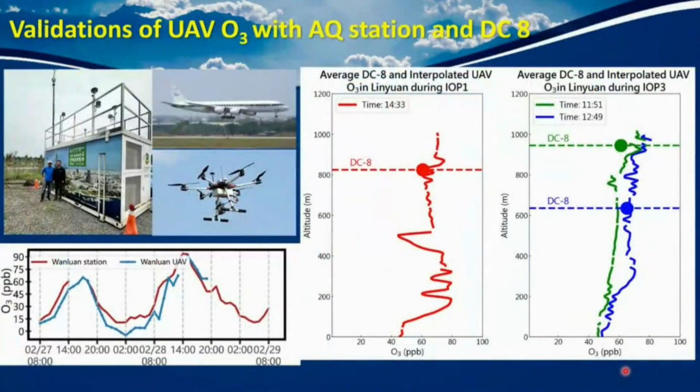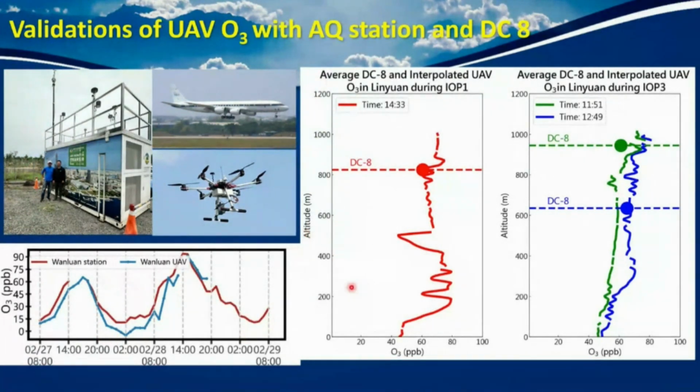So this is for wind, but for ozone, we do a two-step validation. One step is we fly to a height with the surface air quality station. We compare the ozone concentration at the particular height, and we see the variation over a two-day validation. The air quality station is shown in red, and the blue line shows the UAV-measured ozone concentration. They show a very consistent trend in the diurnal pattern.